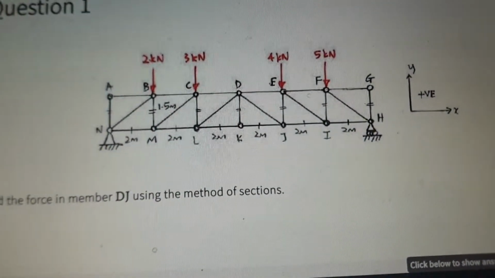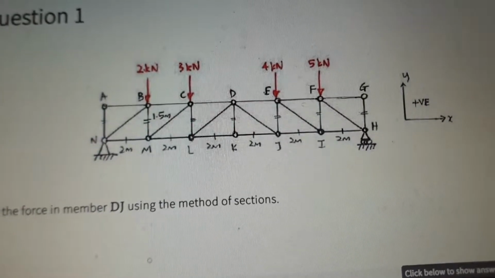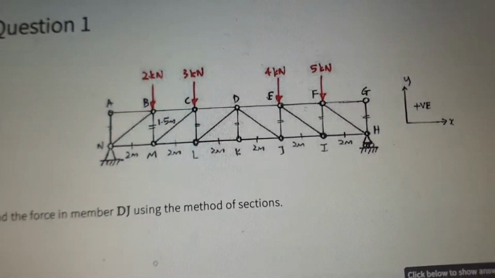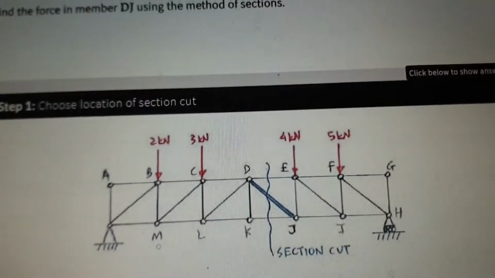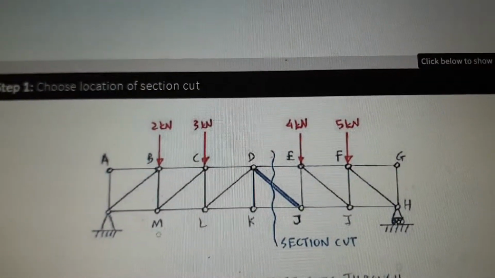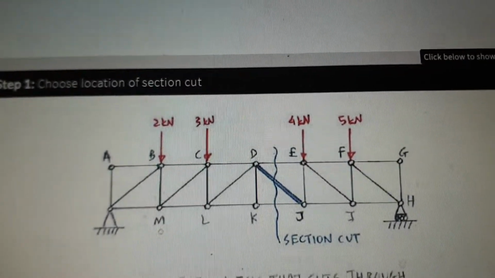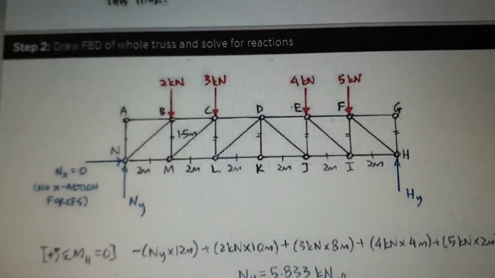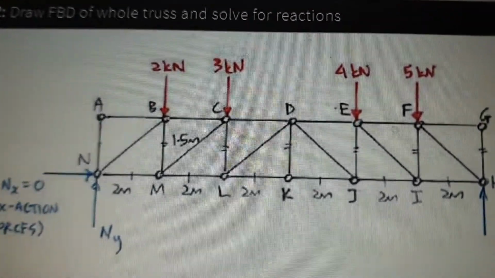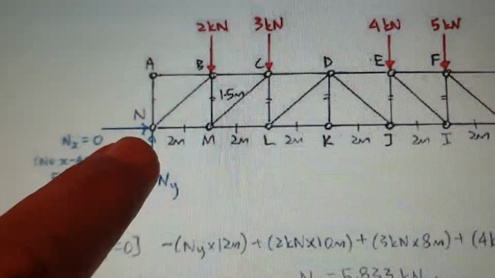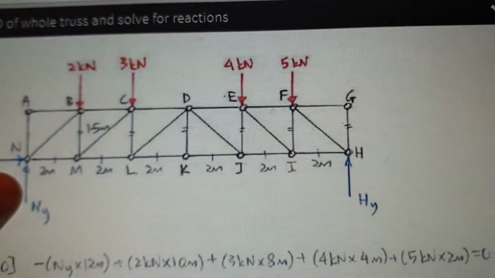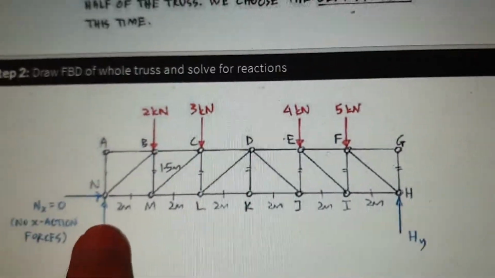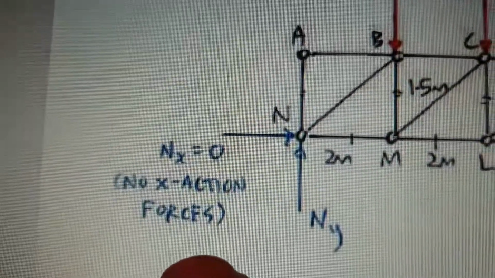So let's draw a free body diagram. We'll do the cut here to find DG. It's a section cut, and we'll draw it like this. Now let's find the forces in Y and X. X is 0 because there is nothing in the X-axis. See? The external forces, nothing in the X-axis. So X is 0.